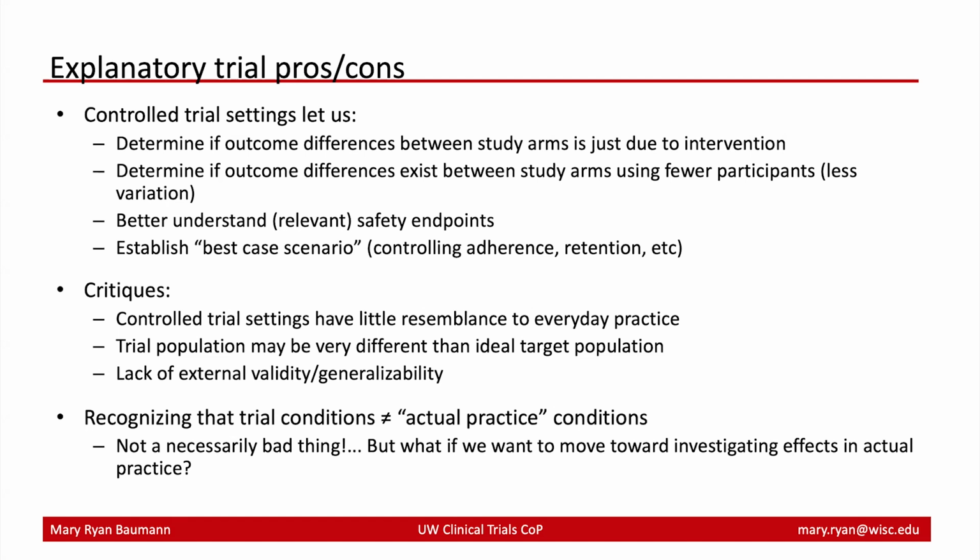Controlled settings let us make that determination between study arms using fewer participants, because we're controlling the environment a little bit better. We have less variation going on. And so we can probably recruit fewer participants to our trials, so it's a little bit more efficient. It lets us better understand relative safety endpoints because it can let us isolate whether safety concerns are happening from the intervention or from something else that's going on.